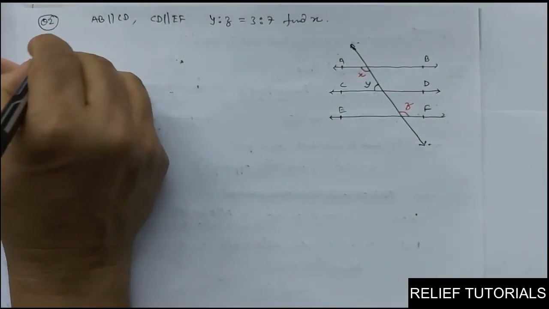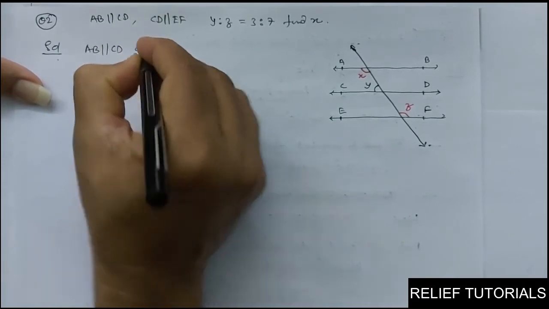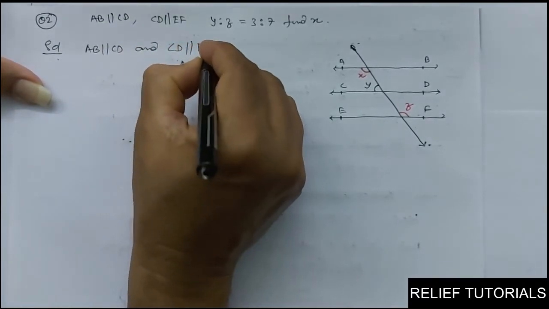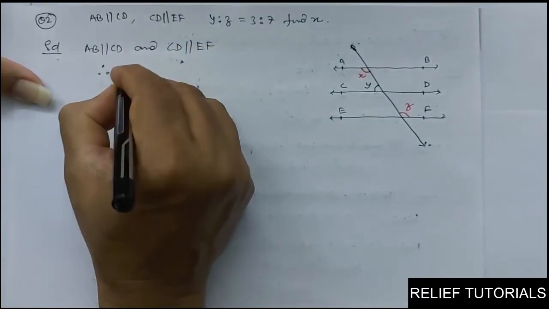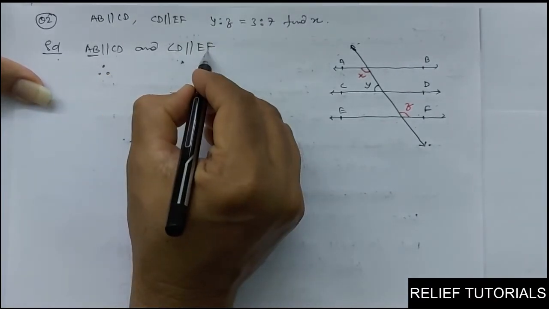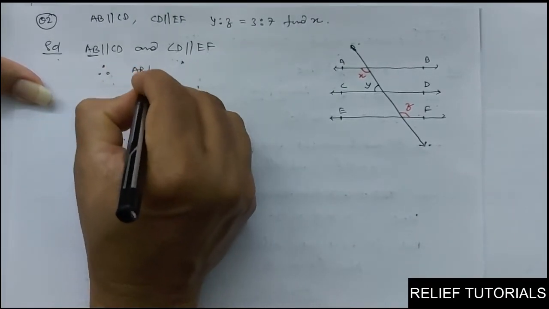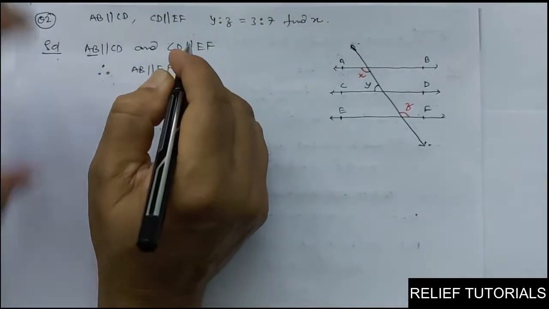Okay. So now solution, see. AB is parallel to CD and CD is parallel to EF. So therefore we can say AB is parallel to EF.